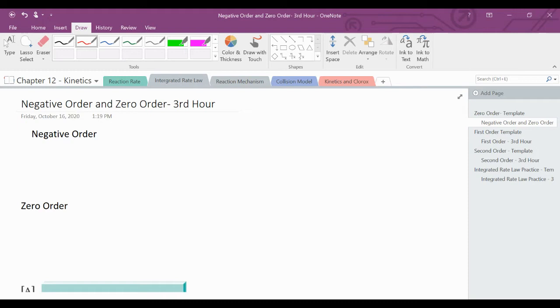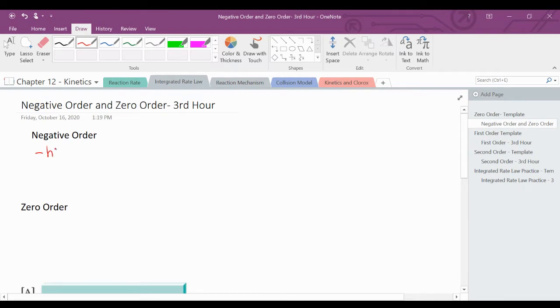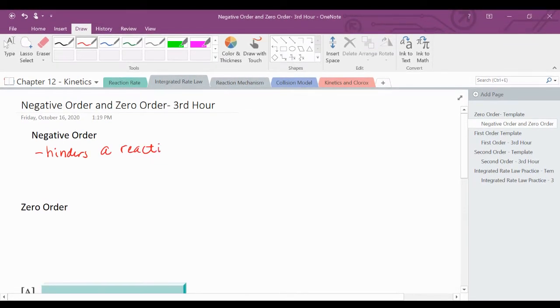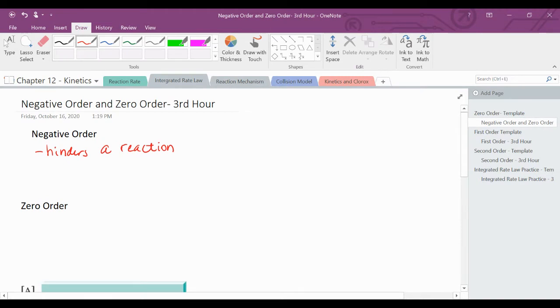So the first order we're going to talk about is negative order. Now, in terms of negative order, we're just really going to talk about how it affects the rate. So if it's negative order, it actually hinders a reaction. So not necessarily stops the reaction from occurring, but it slows the reaction down.